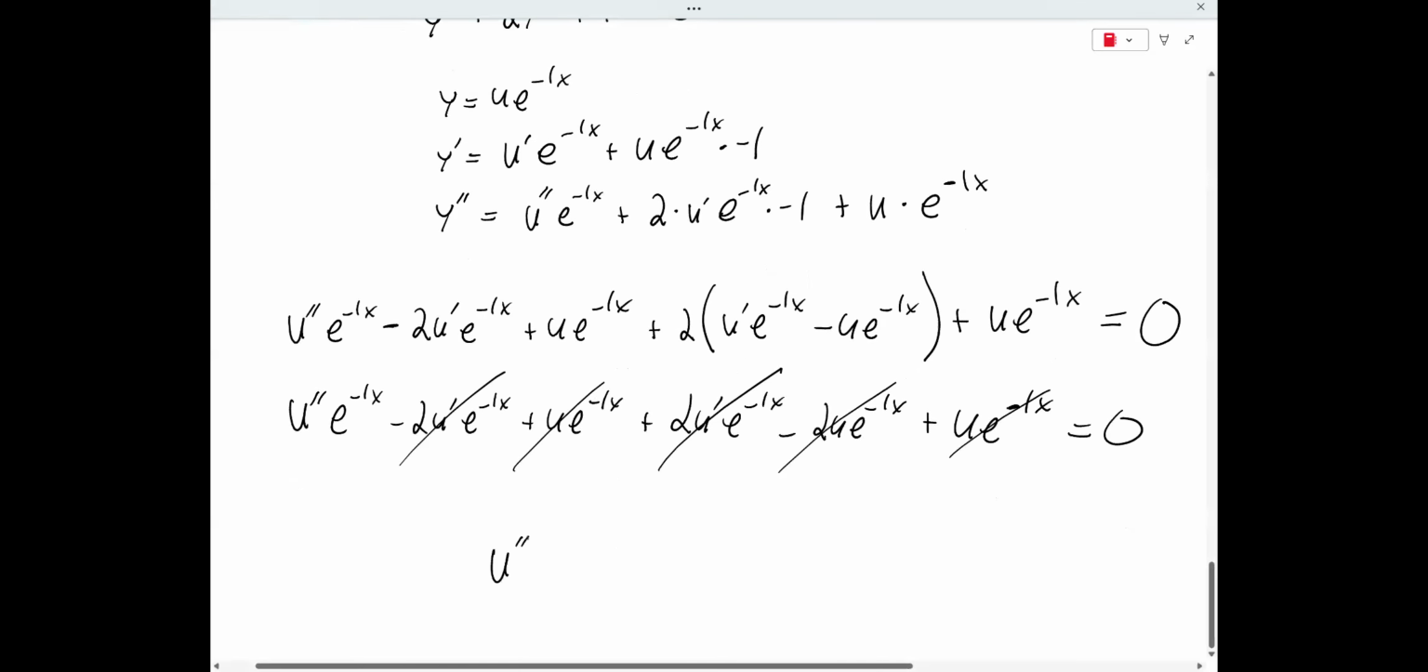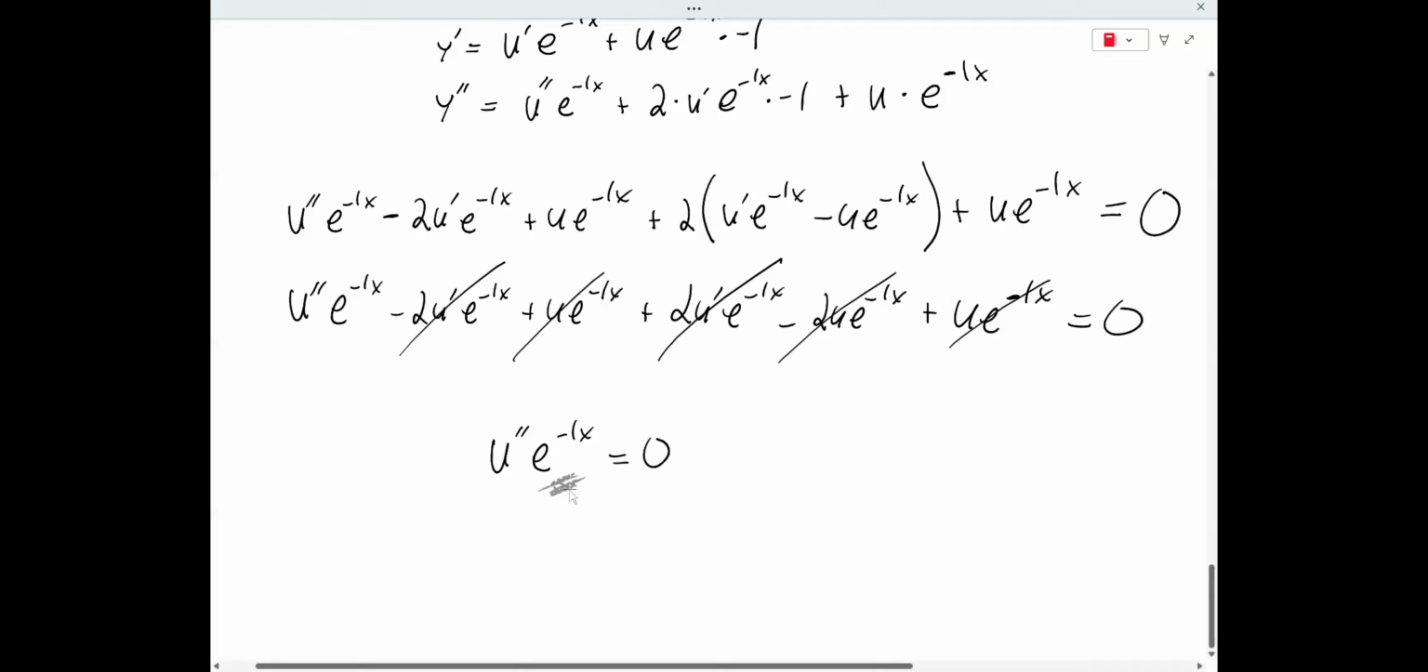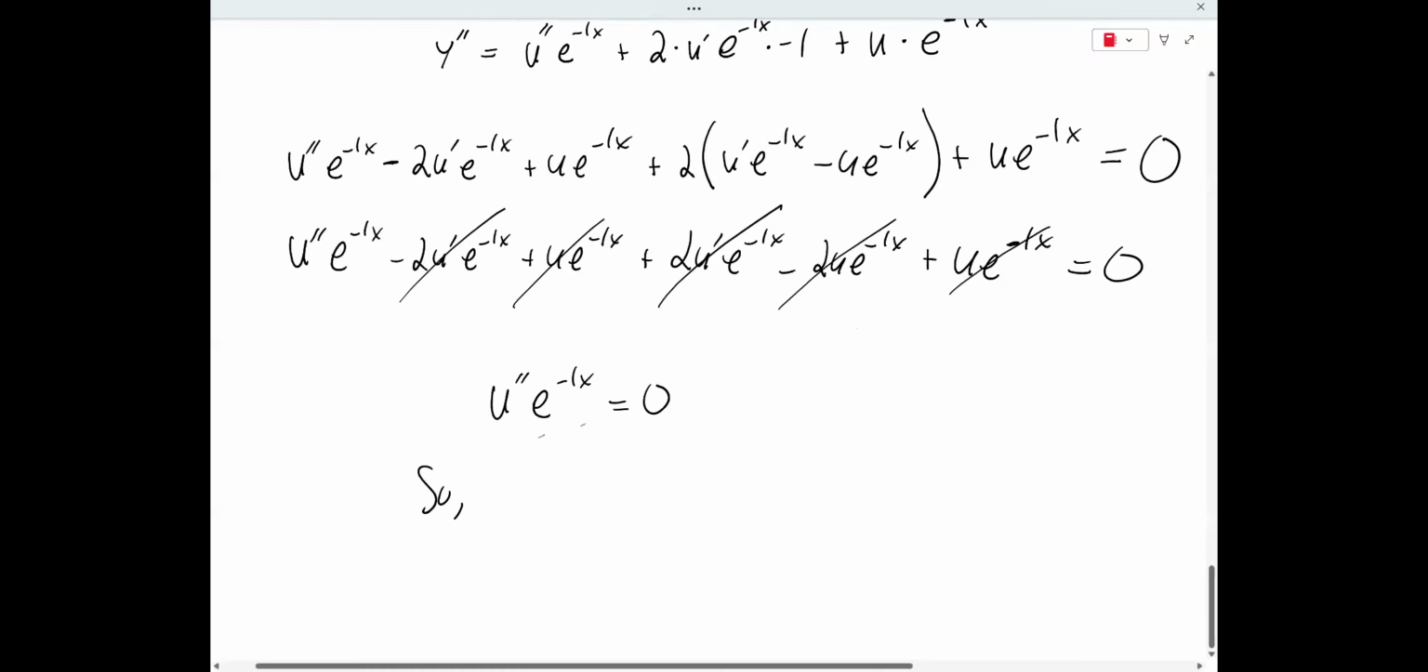u double prime e to the negative 1x equals 0, like that. So anything there? Well, this can never be 0 here, so the only way this happens is that u double prime has got to be 0.